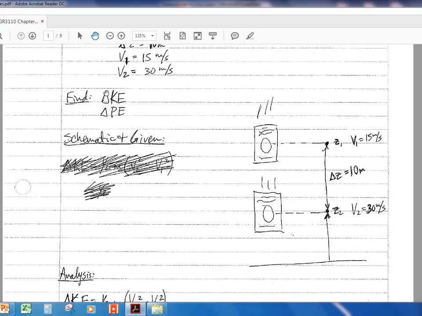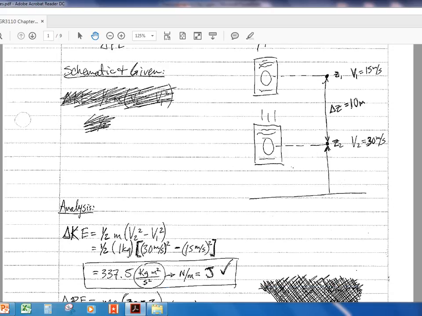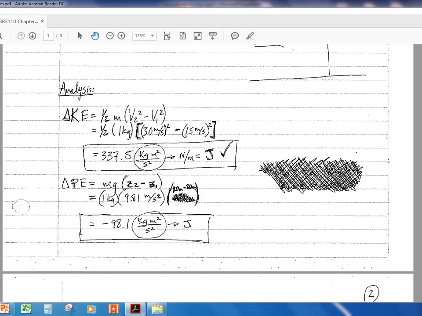Remember that delta means change in kinetic energy, and the delta here is change in potential energy. So we're going from, remember, the change in kinetic and change in potential are the final state minus the initial state. Schematic and given, so this is very similar to the drawing in the slides. We have a bag that's falling from an initial height to a final height, and the velocity is increasing. So if we were to look at the analysis, it's not too tricky here.